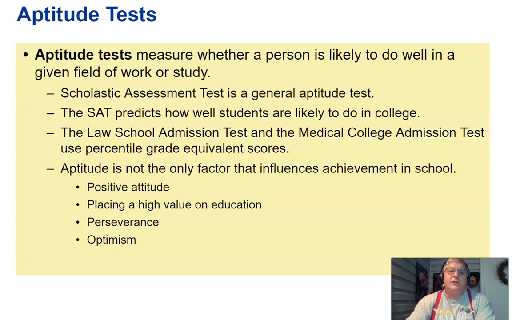Aptitude tests measure whether a person is likely to do well in a given field of work or study. The Scholastic Assessment Test is a general aptitude test. The SAT predicts how well students are likely to do in college. They can even predict approximately what your grade point average will be. The Law School Admission Test and Medical College Admission Test use a percentile grade equivalent score.